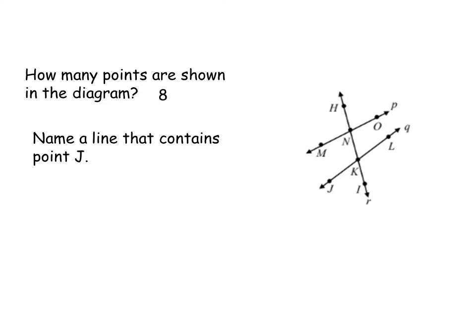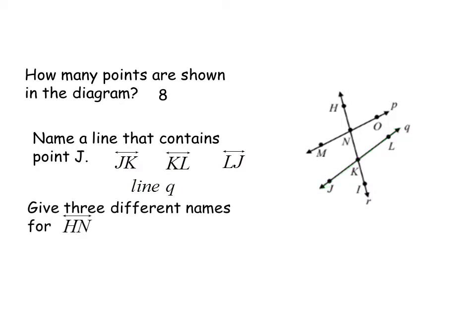Name a line that contains point J. So first thing, you're going to locate point J. This would be the line that would contain point J. And there is more than one correct way that you could answer this question. You could say JK, naming it with those 2 points. Again, making sure that you put a little bar with 2 arrows on top to designate that it is a line. You could say KL. You could say LJ. Or you could name it line Q. Any one of those answers would be correct.